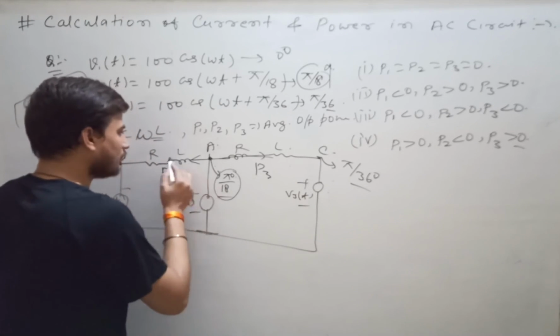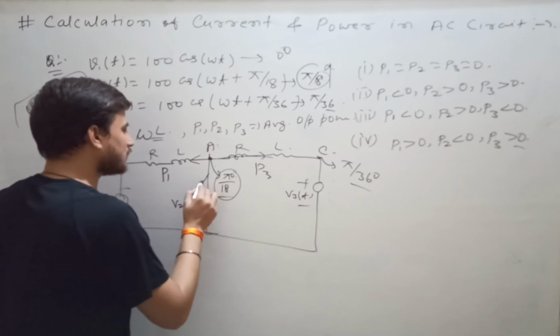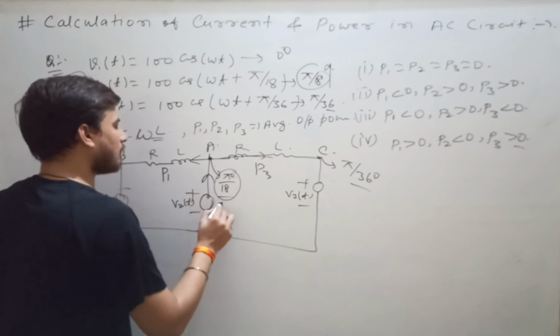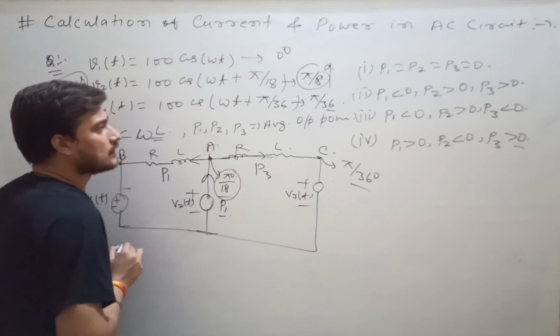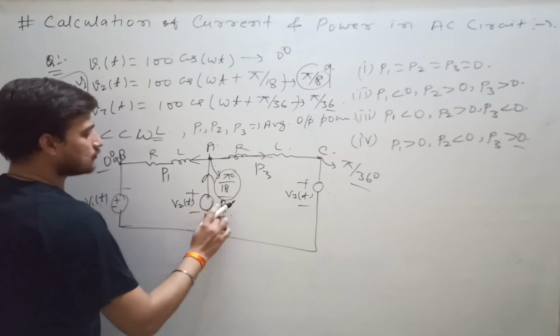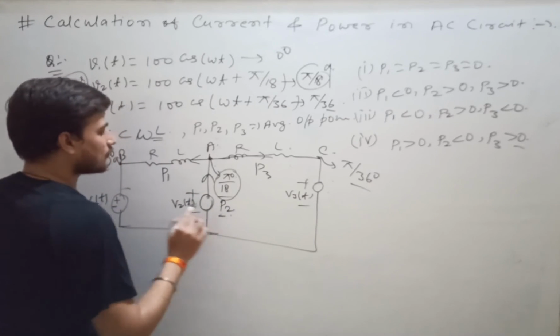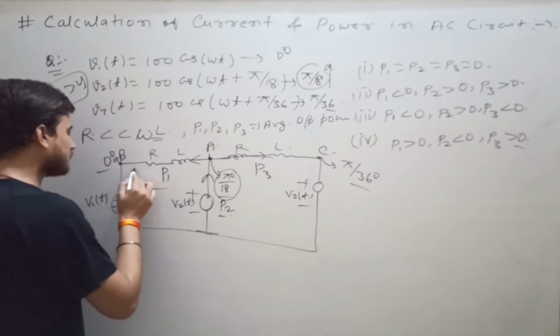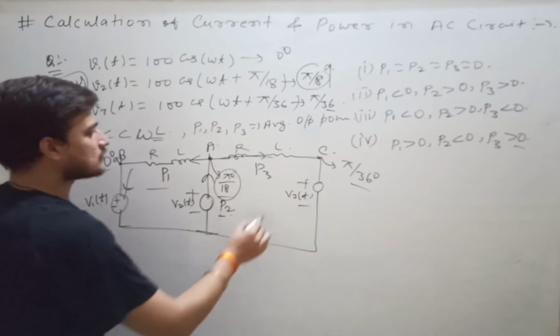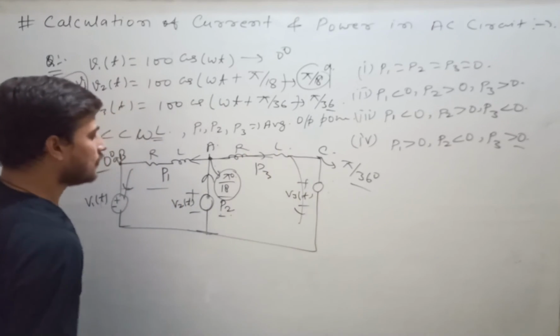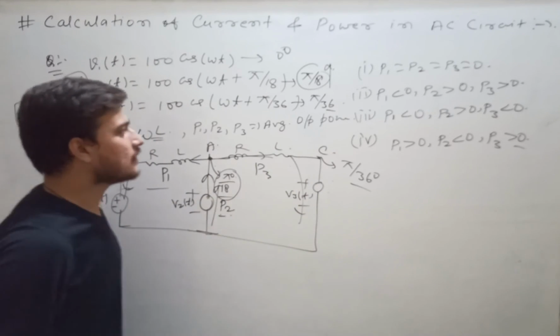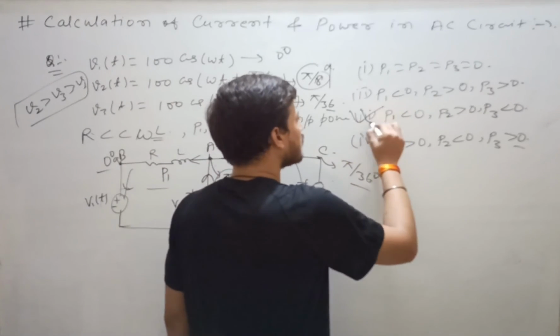If these two are coming like this, then this source is delivering the power. This is P1, this is P2. So what do you see? For P1, this source is taking the power. This source is also taking the power, but this source is delivering the power. That means the third option is correct.